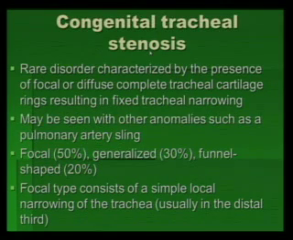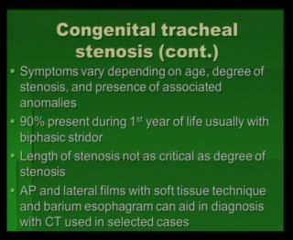Congenital tracheal stenosis is a rare disorder characterized by the presence of focal or diffuse complete tracheal cartilage rings resulting in fixed tracheal narrowing. May be seen with other anomalies such as pulmonary artery sling. Usually half of them are focal, just a short segment. They can be generalized or they can be funnel shaped. The focal type consists of a simple local narrowing of the trachea, usually in the distal third.